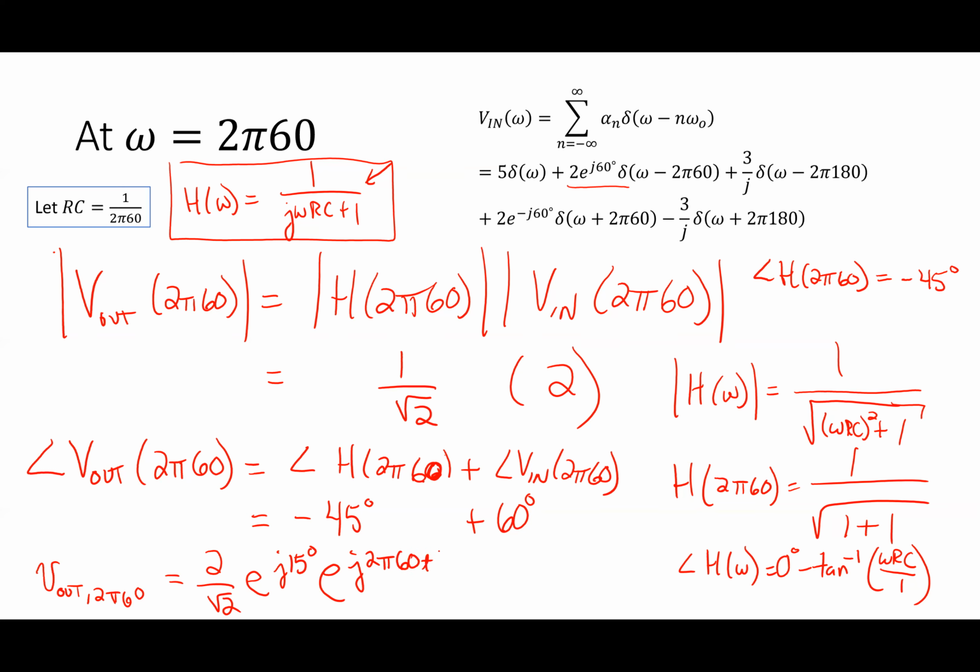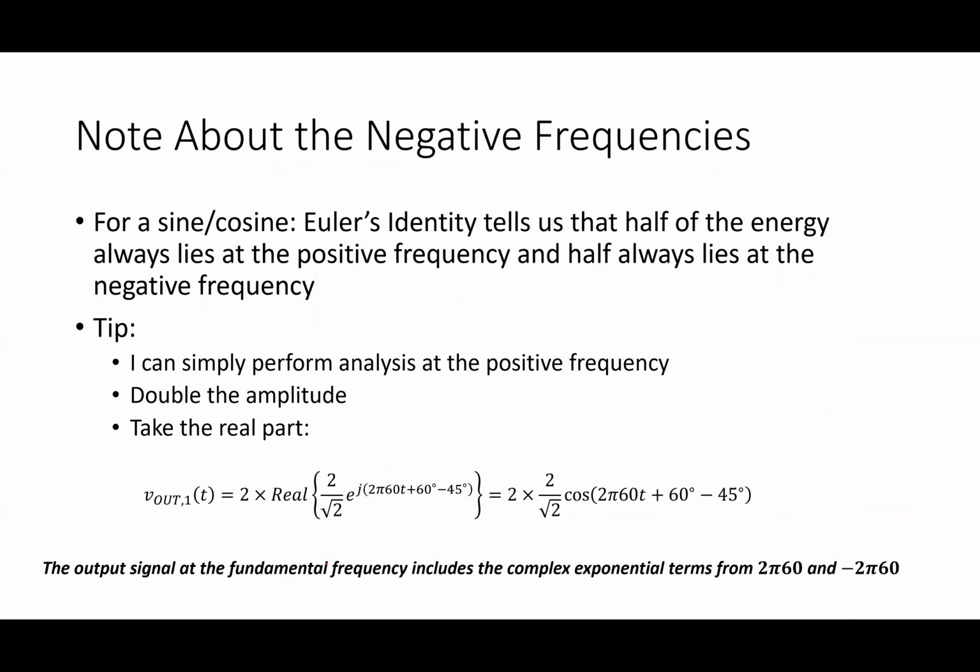Now, technically, I should do the same thing at omega equal to negative 2 pi 60, right? And when I do that, I'm going to get 2 over the square root of 2 times e to the negative j 15 times e to the negative j 2 pi 60t. I'm not going to bother doing that. What I'm saying is, and I ask you something like this in the homework, tell me what's the amplitude of the corresponding cosine.